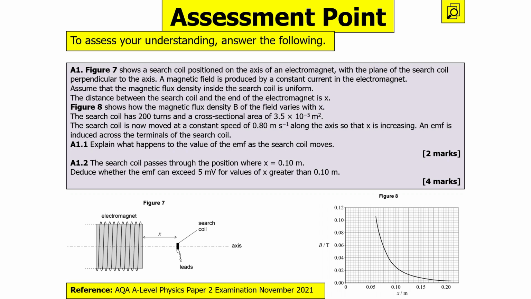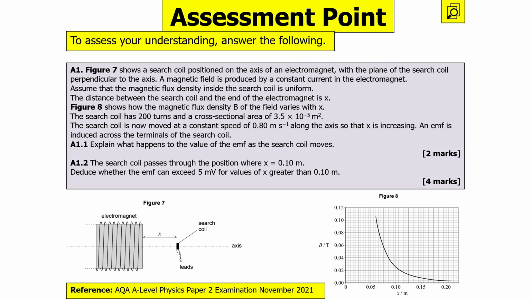The search coil passes through the position where x is equal to 0.10 meters. Deduce whether the EMF will exceed 5 millivolts for values of x greater than 0.10 meters. So, pause the video now, and then unpause the video when you want to go through your answer.